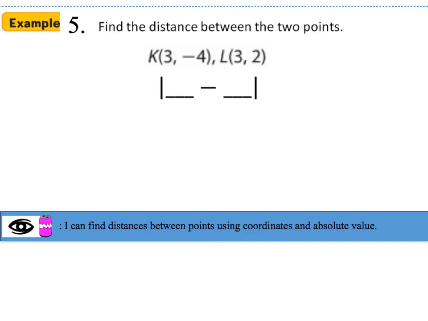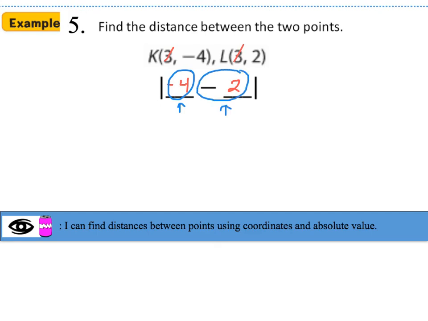Example 5, it says find the distance between the 2 points, point K and point L. Let's take a look at the items that we have in common. The x coordinates are both in common, so I'm going to ignore that in this case. I'm going to use my absolute value formula to figure out this answer. In the first spot, I'm going to take negative 4. And in the second spot, I'm going to put negative 2. Notice I've got a negative 4 in the first box, and in the second box, I have a negative 2 if I take that sign with it.